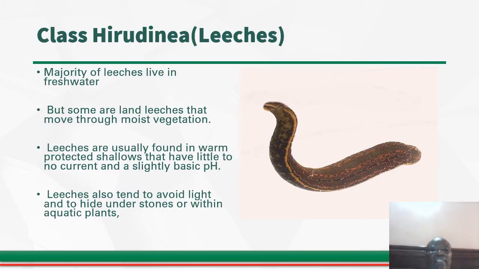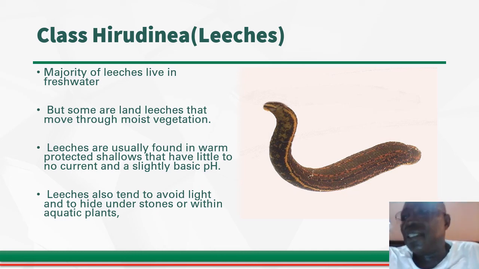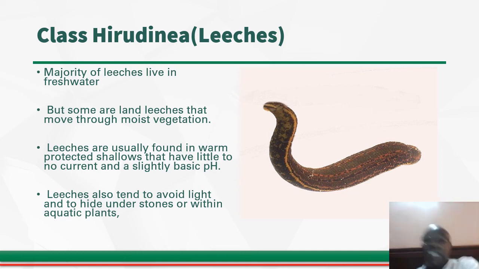Then the third class is the class Hirudinea, and this is where we find leeches. You can see the diagram of the leeches in the slide. We need to study these leeches. As you can see, it is flat. The majority of leeches live in fresh water. That is where you find them. But some are land leeches that move through moist vegetation.